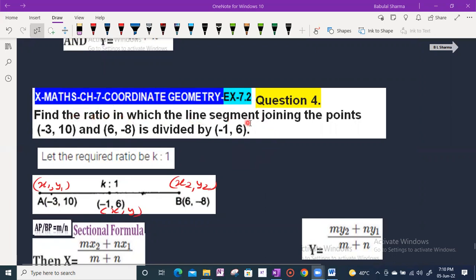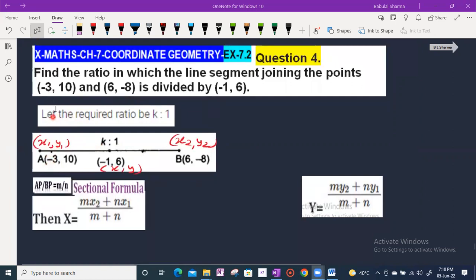Find the ratio in which the line segment joining the points (-3, 10) and (6, -8) is divided by (-1, 6). हमें उस रेशियो को पता करना है जिसमें ये -1, 6 पॉइंट -3, 10 और 6, -8 पॉइंट को ज्वाइन करने वाली लाइन को डिवाइड करेगा. Let here we say the point (-3, 10) is point A, (6, -8) is point B, and this point I can mark here, let this point be P.